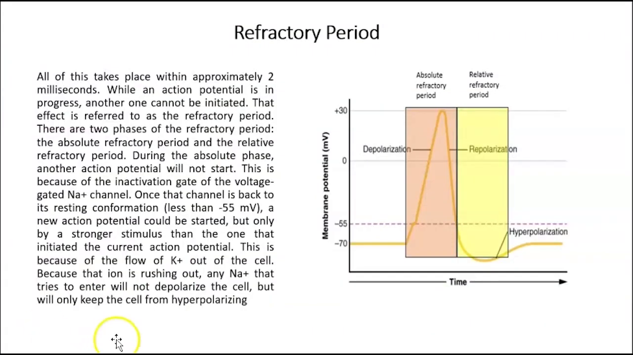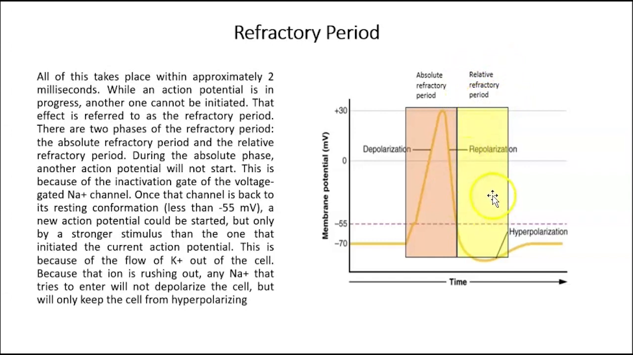Refractory period. Right here you have the action potential again, depolarization, repolarization. Absolute refractory period. It's called absolute refractory period because you have one stimulus right here and another stimulus cannot happen at the same time. There's something else called relative refractory period. Okay, relative refractory period refers to this part.